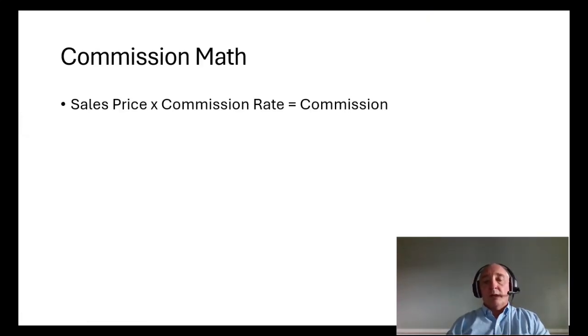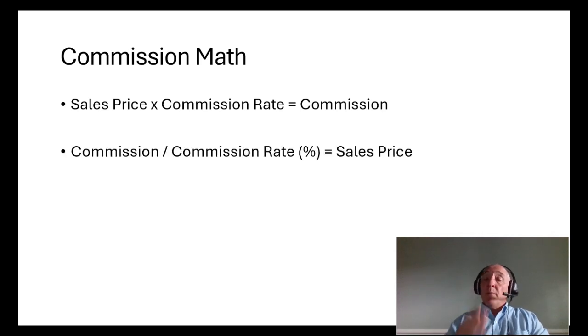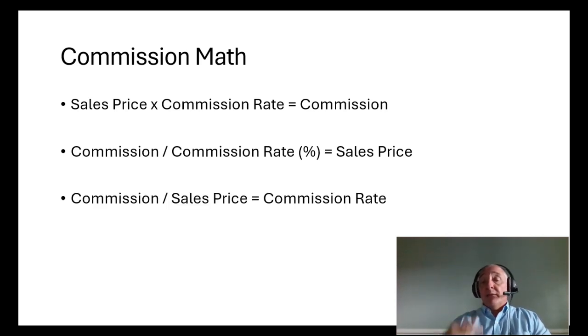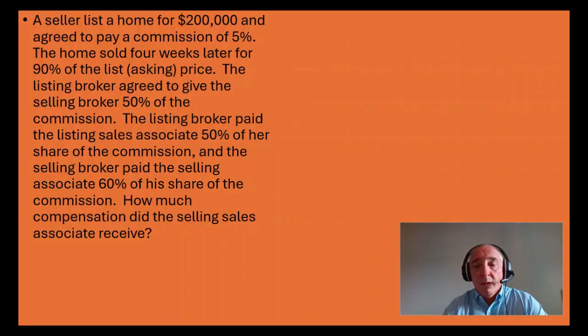There are three base calculations for commission math. First one is the base set: sales price times commission rate gives you your total commission. Second, if you divide commission by the commission rate, that's going to give you the sales price. And lastly, if you have the commission and the sales price, if you divide sales price into commission, that's going to give you the commission rate. All right, so let's get to our next example.